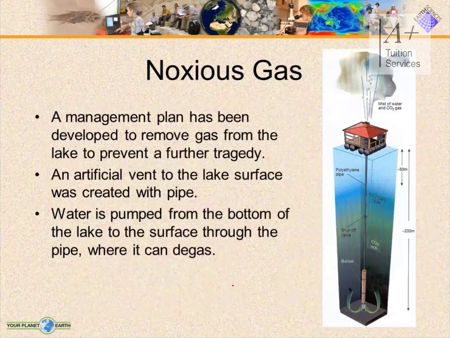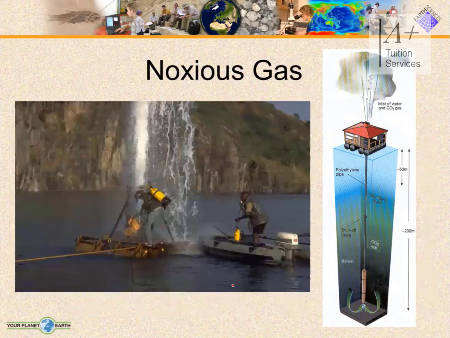A management plan has been developed to remove gas from the lake to prevent further tragedy. An artificial vent to the surface was created with a pipe. Water is pumped from the bottom of the lake to the surface through the pipe where it can degas, and then it goes back into the lake. So instead of the gas just causing havoc to the atmosphere, they put a plan in place and built a plant system that purifies the water, or degasses it, before it goes back into the lake, instead of having a noxious gas that could possibly kill a population.